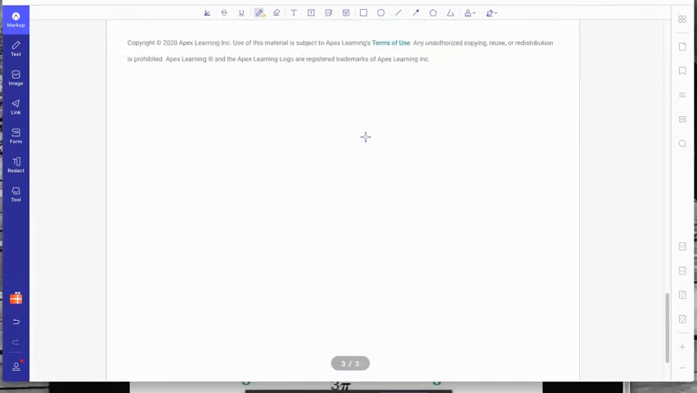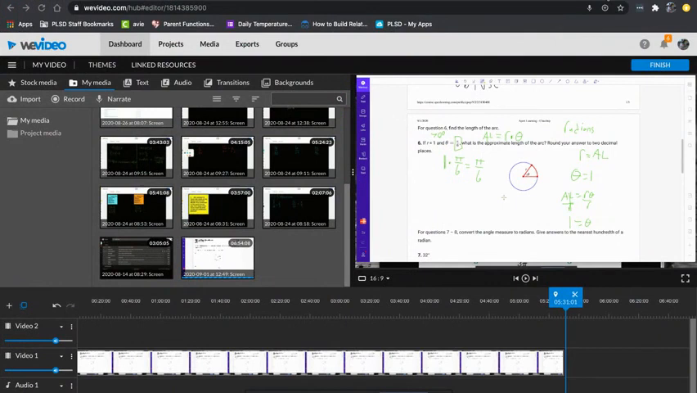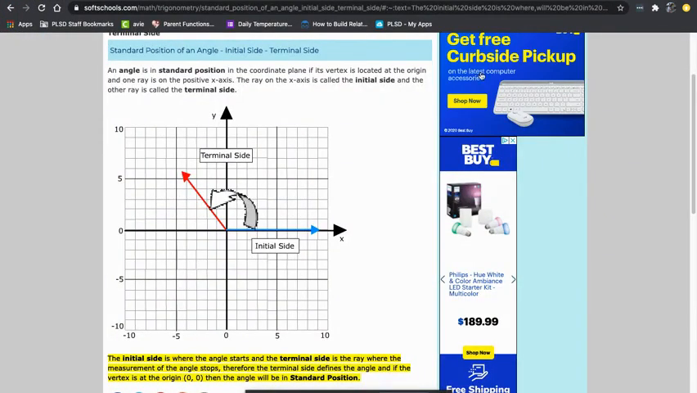Now, the last thing that they talk about is coterminal angles. So if I draw a unit circle and I give you this angle, we'll say this is a 45-degree angle. So this is the initial side. This is the terminal side. However they do it, we have an initial side and a terminal side.